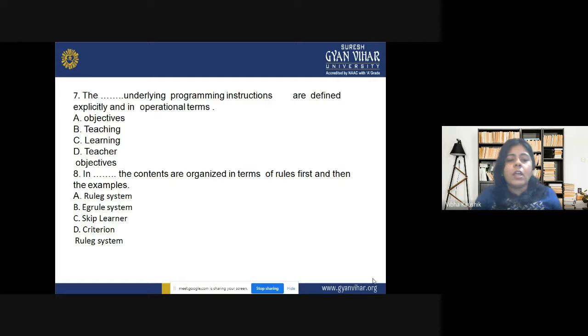Now the options are A ruling system, B e.g. rule system, C skip learner, or D criteria. So these are the options, students. Now you have to select the correct one on the basis of the given choices, and the correct answer will be, yes, option A, that is ruling system. The content is presented or organized by the programmer in such a way that first he will present the rules before the learner, and then the examples related to that content or subject matter.